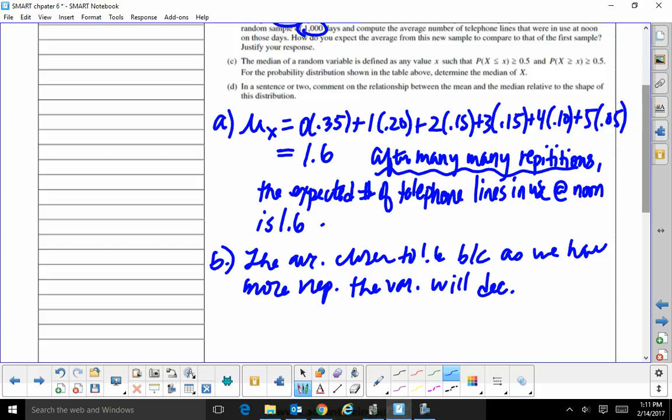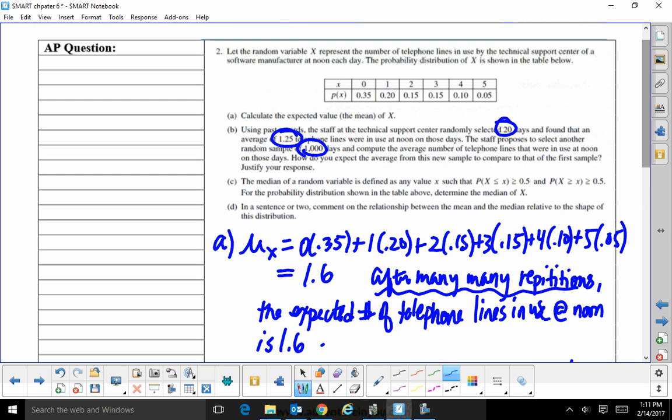Alright, C. C is a little bit weird, okay? It's like, hey, I'm going to ask you something in a way you've never seen it. And that's okay. You're going to have the skills, and they're going to do that to you. So they said the median of this random variable is defined by any value x such that the probability x is less than or equal to little x is greater than 0.5 and the probability x greater than or equal to little x is greater than 0.5. Okay, so we have it.